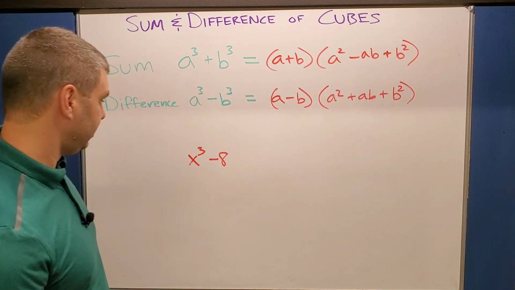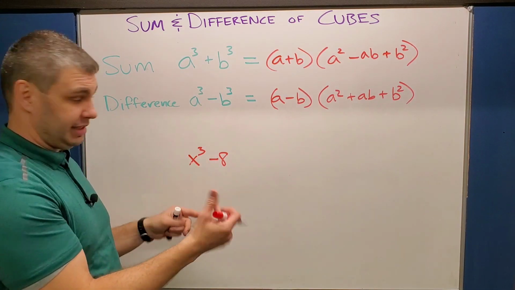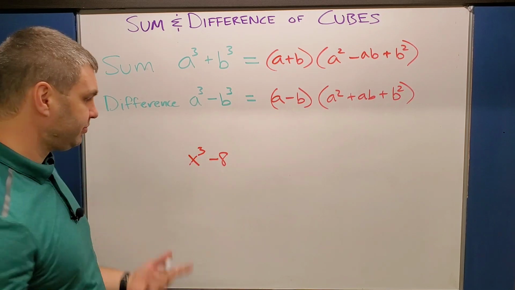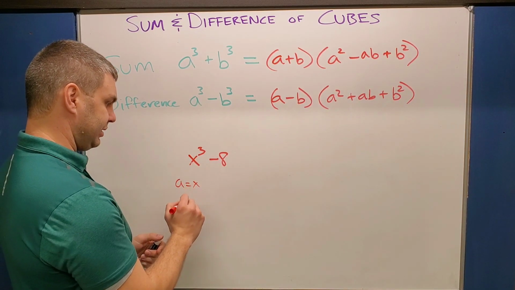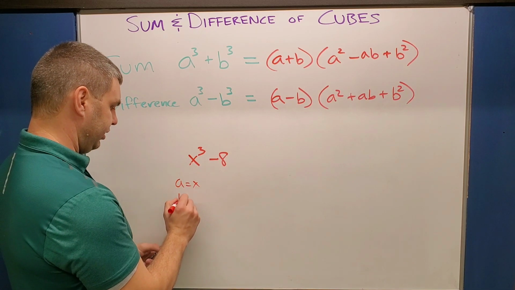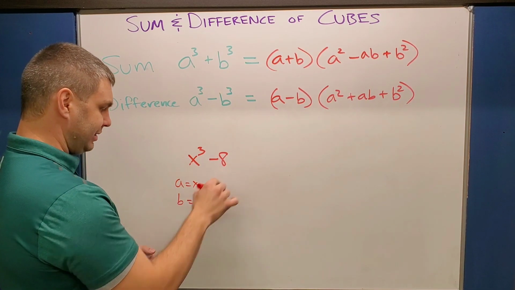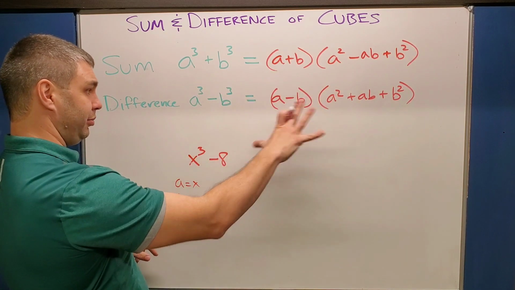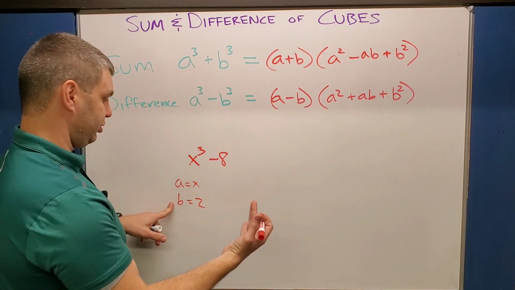All right, so let's get back to this. Let's say I wanted to factor out, so find this difference, because there's a minus sign, of x to the third minus 8. Well, I can think that a, in this case, is going to be my x, and b, like I said earlier, well, what times itself 3 times is going to be 8, and that is 2. So if I replace my a's and b's in my formula up here, I can get what that's supposed to be.